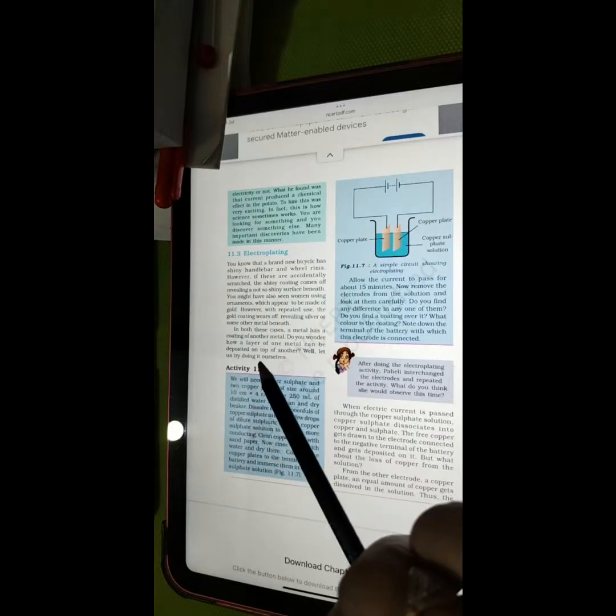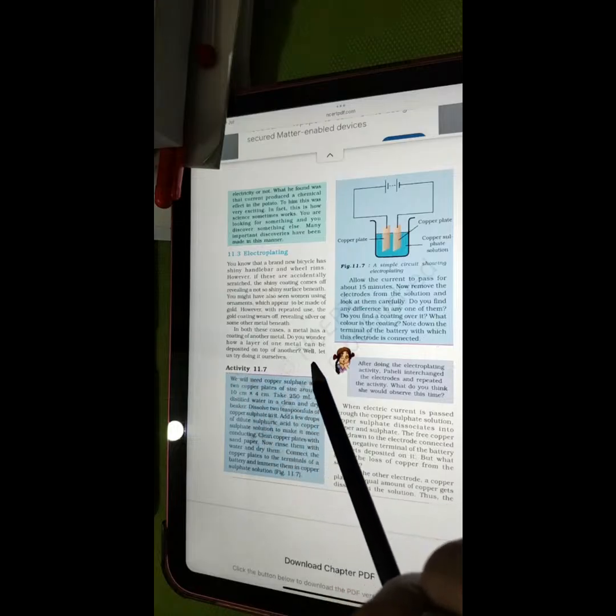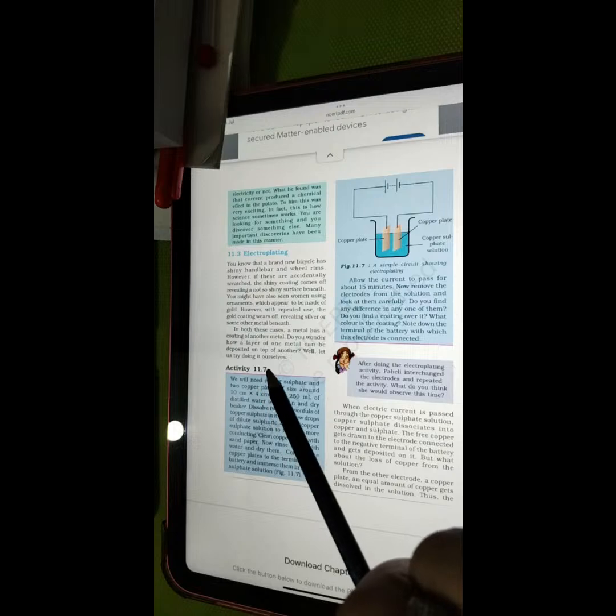Do you wonder how a layer of one metal can be deposited on top of another? Well, let us try doing it ourselves.